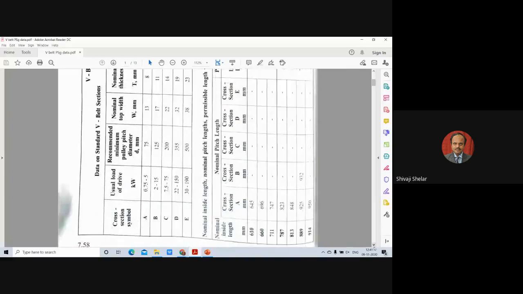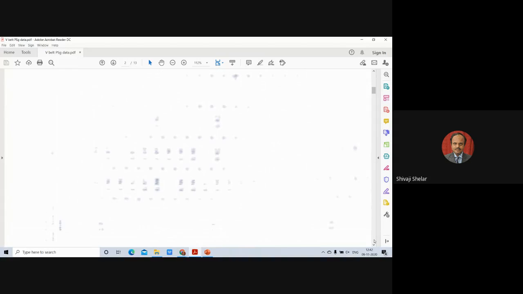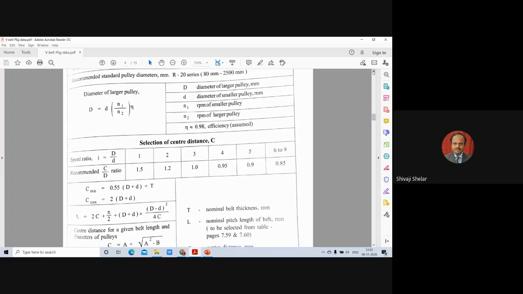Okay, so this table you have already seen here, selection of the V section and the pulley diameter. Then this page is not scanned properly, so no problem. I'll scan it separately and upload it. So this is okay. This is scanned properly. Now we are talking about the speed ratio, so speed ratio here and larger pulley diameter.